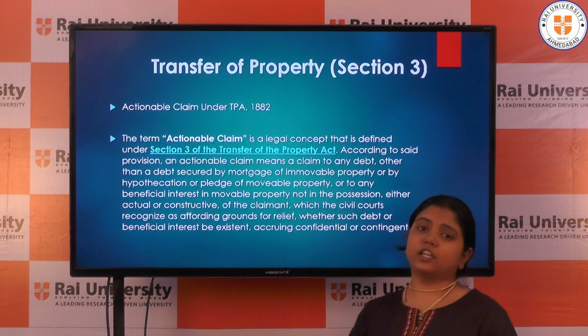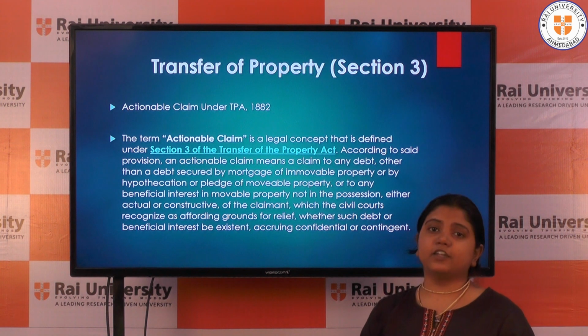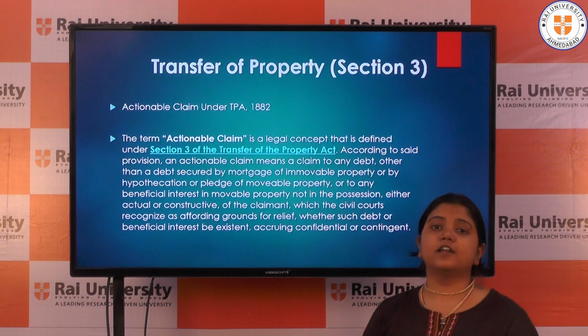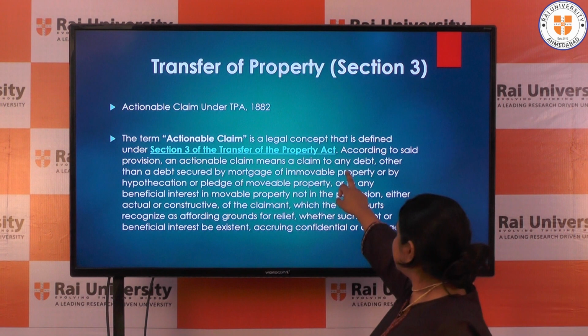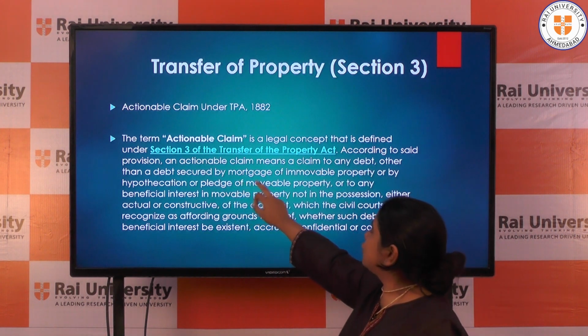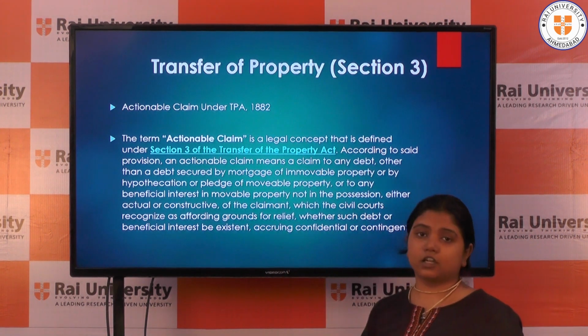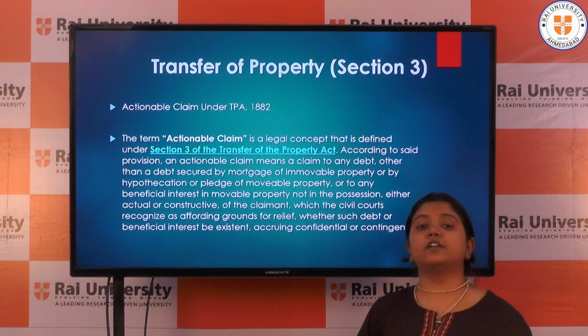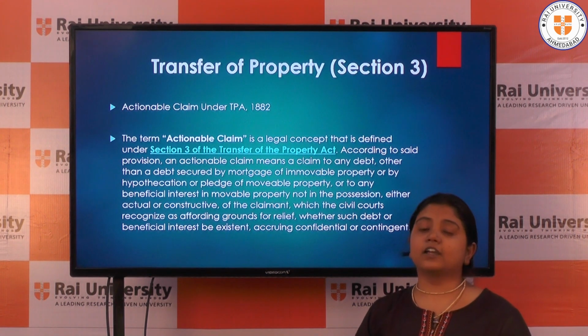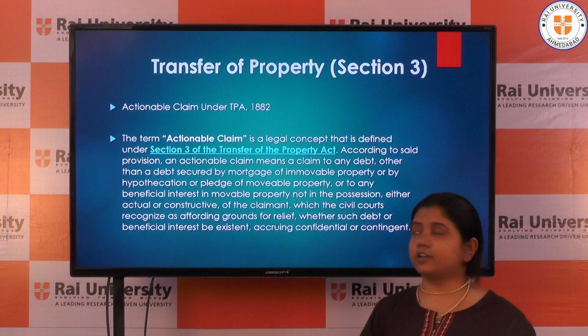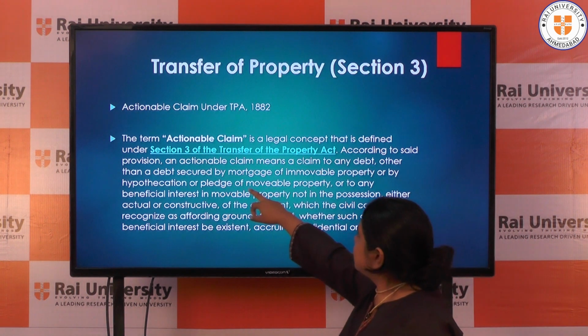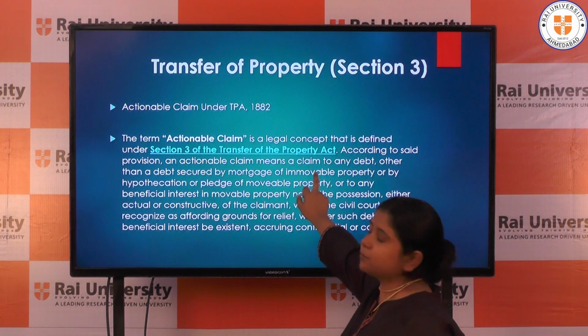So what the actionable claim is, basically, is a kind of claim that arises for any kind of debt other than the debt secured by mortgage. So it does not cover the kind of debt which is already secured. This is basically a kind of claim for unsecured debt. So here you can see the debt secured by mortgage of immovable property.